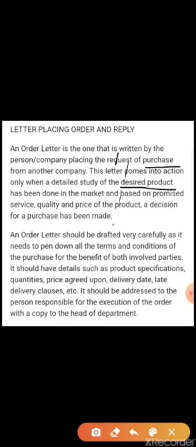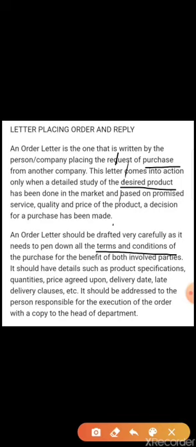An order letter should be drafted very carefully as it needs to pen down all the terms and conditions of the purchase for the benefit of both involved parties. An order letter, when we want to order something, should be drafted very carefully, बहुत ही सावधानी से लिखा जाना चाहिए, and all the terms and conditions, here meaning नियम और शर्तें, of the purchase, जो भी हम खरीदना चाहते हैं, for the benefit of both involved parties. Both the party placing the order and the one who will deliver the order, so both parties' benefit should be involved equally. दोनों को किसी भी तरह का नुकसान नहीं होना चाहिए, जो मंगा रहा है और जो भेजेगा.